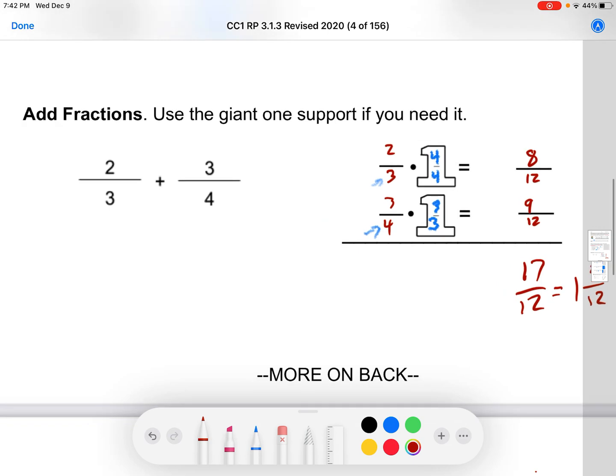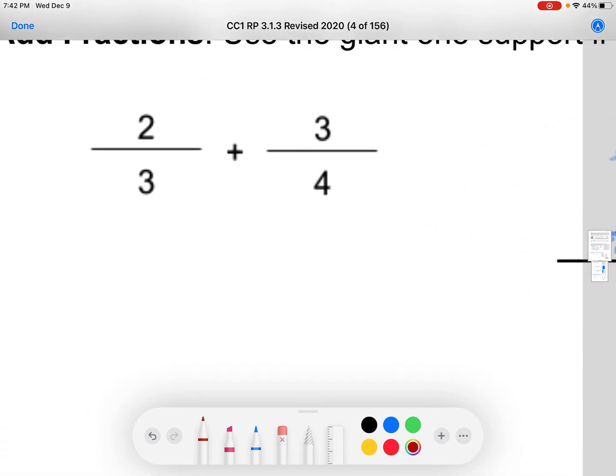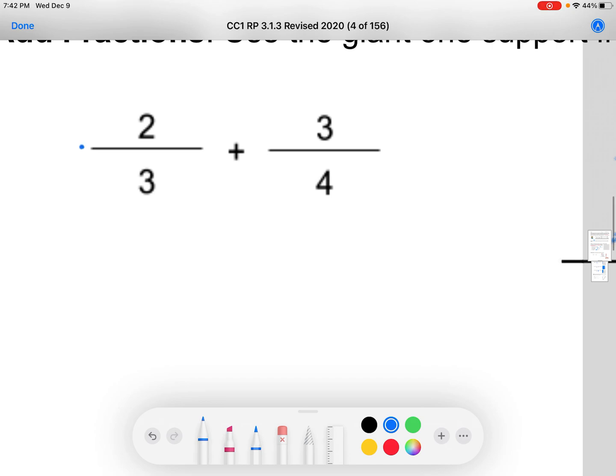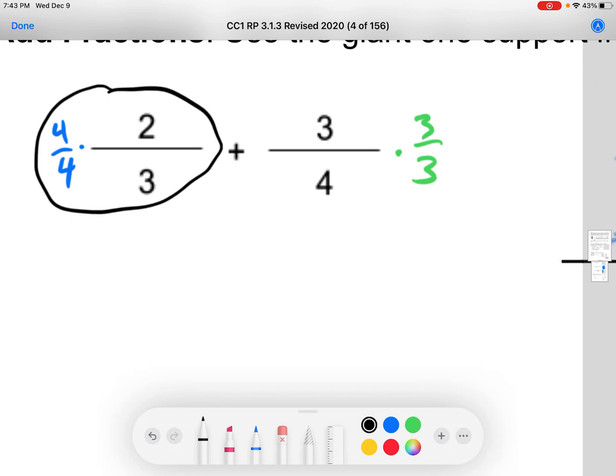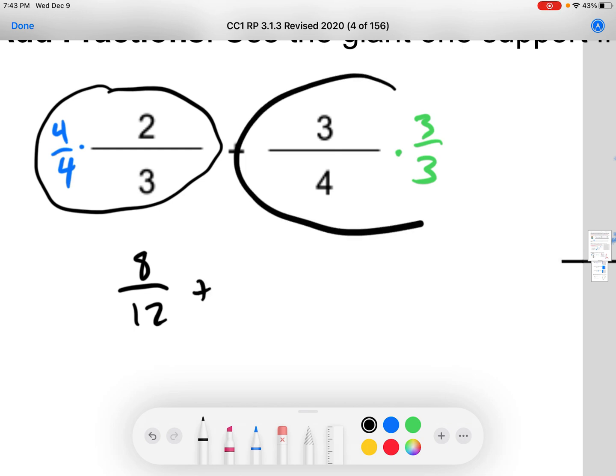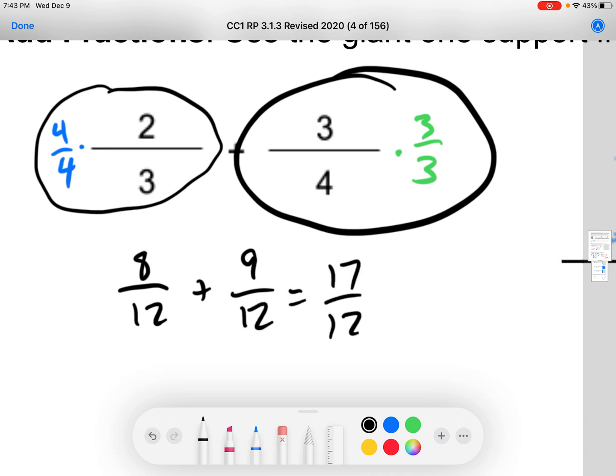Now again, you don't have to use the giant 1. Let's say that you don't use the giant 1 and we go over here. What we could do is multiply 2/3 by 4 over 4, so we're really using the giant 1, just differently. And on the right, we would multiply this one by 3 over 3. So on the left side, this becomes 4 times 2, which is 8, and 4 times 3, which is 12, plus, now on the right side, 3 times 3 is 9, 4 times 3 is 12. That equals 17/12.